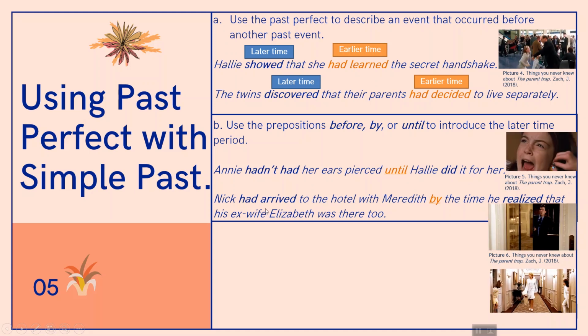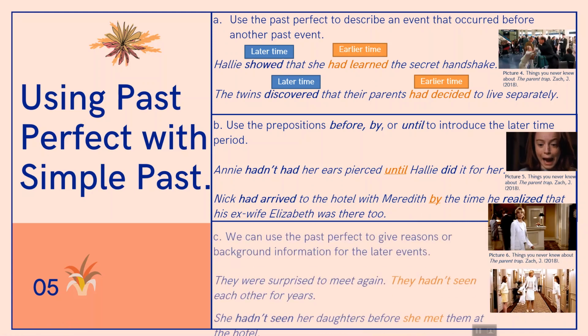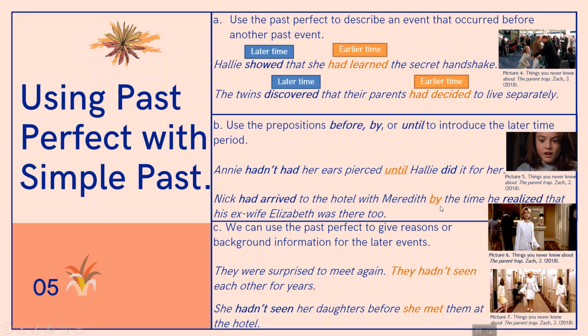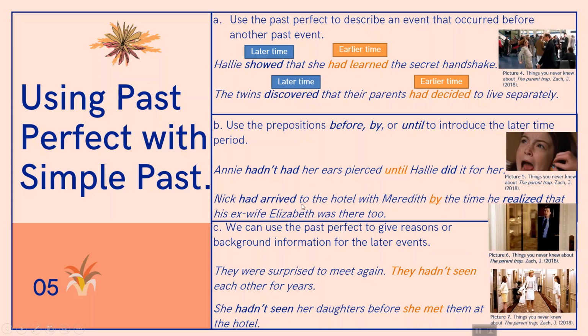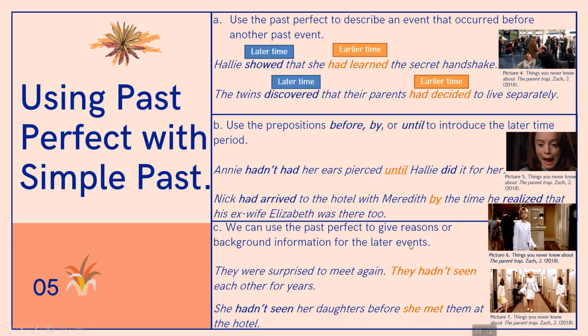Now, Nick had arrived at the hotel with Meredith by the time he realized that his ex-wife Elizabeth was there too. So if you see here, this happened first. He had arrived, okay? He had arrived. This is the first event. Later, he realized that his ex-wife was in the hotel too. It was a surprise for him.